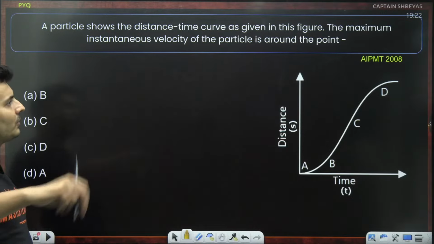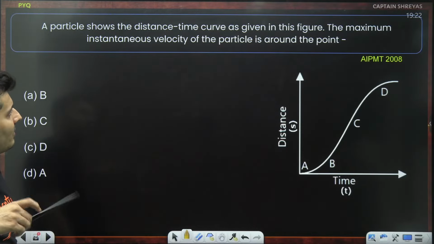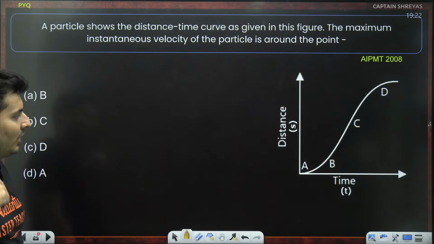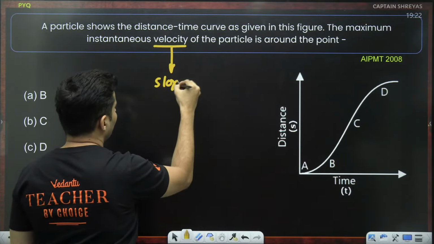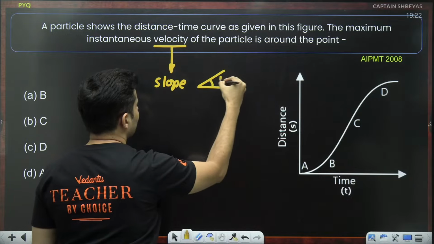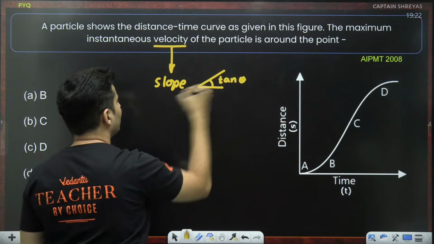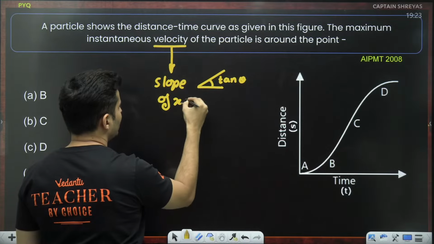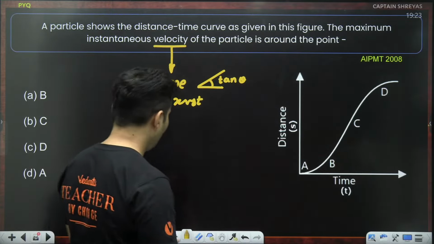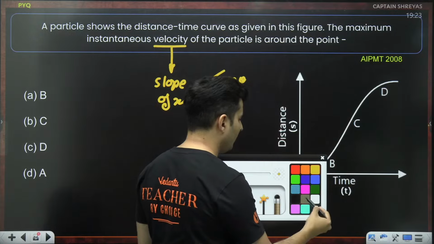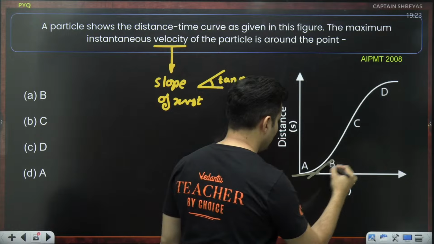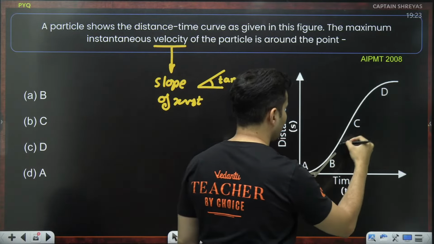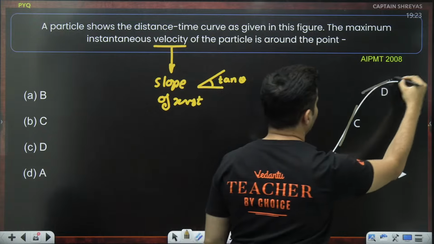This is also a PYQ from 2008. Distance time graph, maximum velocity instantly is around which point? So velocity is again the slope, how steep it is, right? Tan theta, slope of your position versus time. So over here, if you draw the tangents, it will be very obvious where the slope is highest. Here it is like this. Probably at point B, it is like this. At point C, it is even steeper. At point D, it is like this.